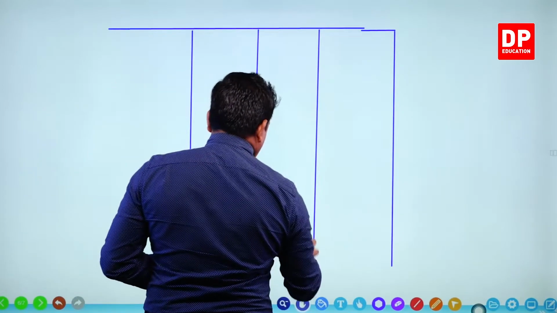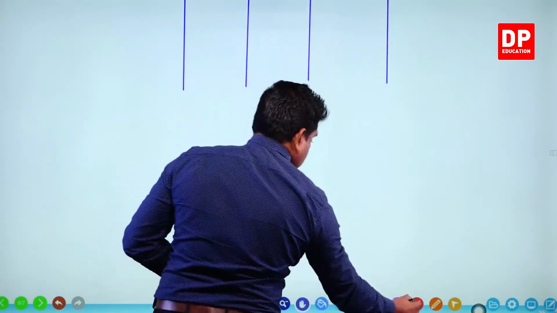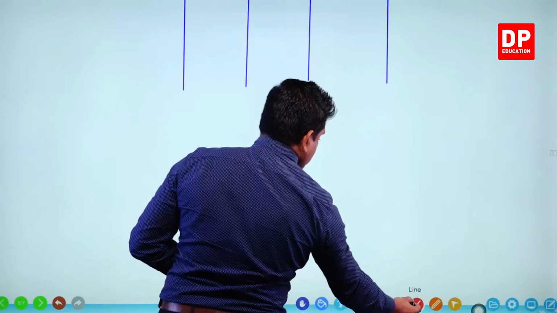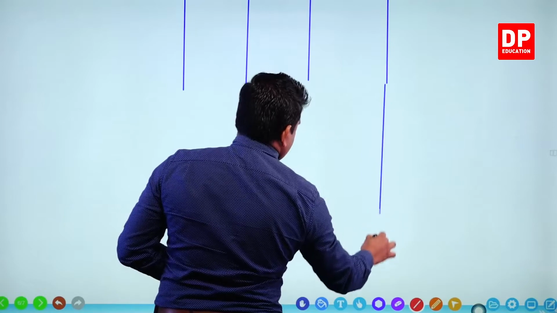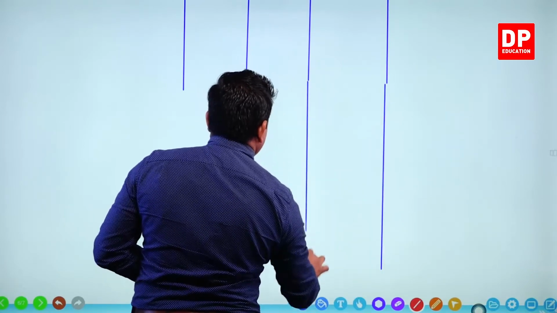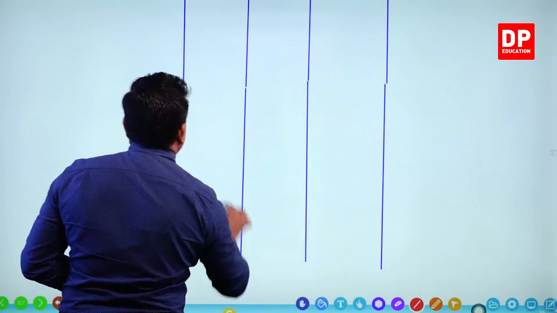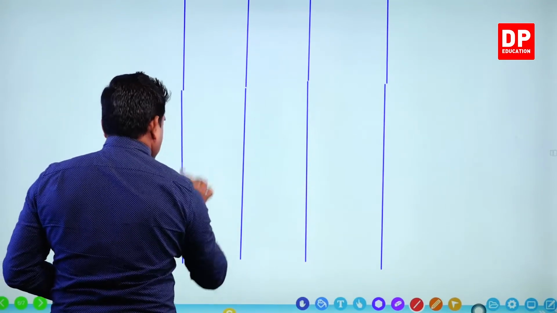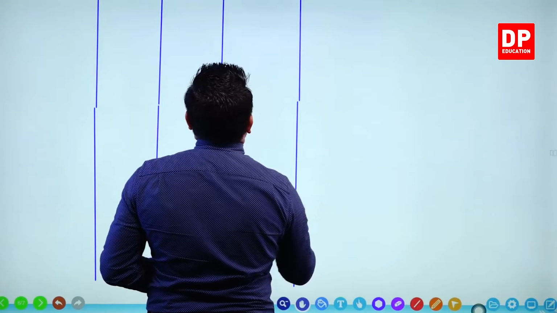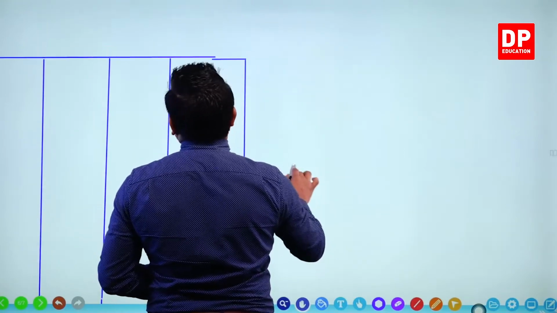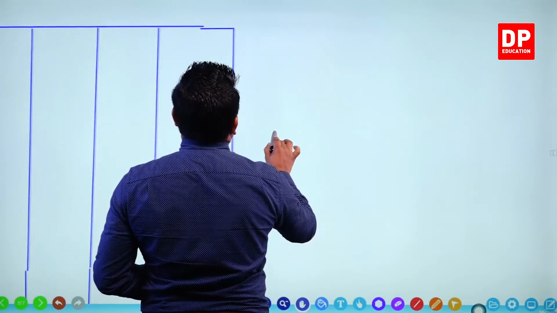There are 3 columns, right? You remember in the previous time also we drew 3 columns. Right? Now in the statement of financial position also you can draw at the same time.